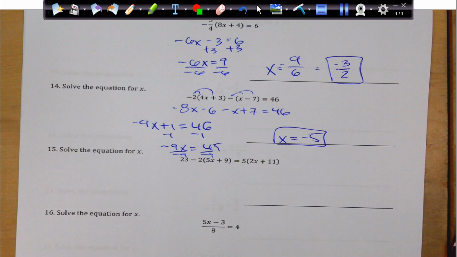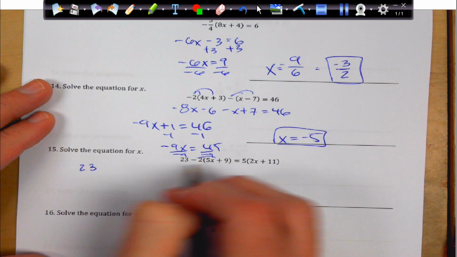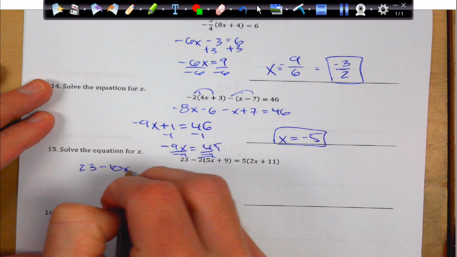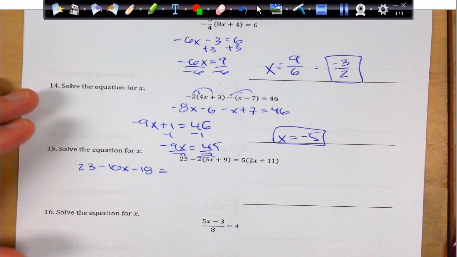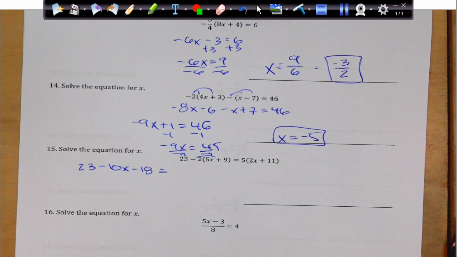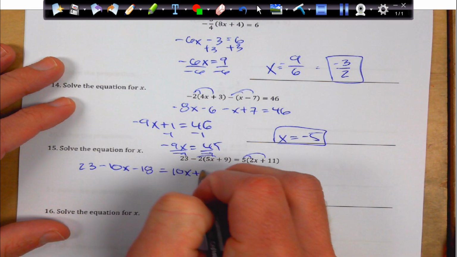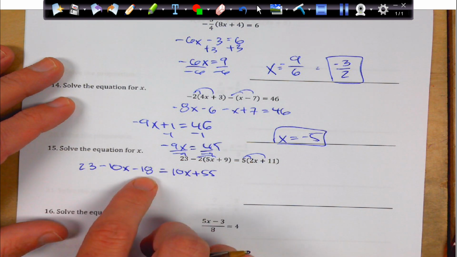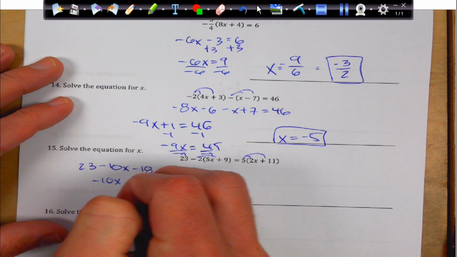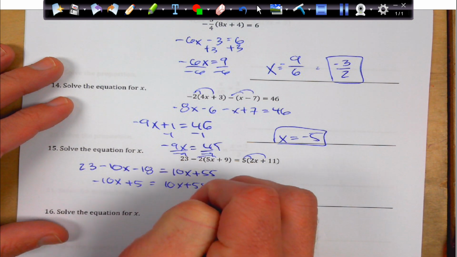All right, 15. So when we're doing 15, again, distribute the negative 2. So we got 23, negative 10x, negative 18 equals, sorry, and then distribute the 5. We get 10x and 55. So we're going to combine like terms. First over here, so we get 23 minus 18, that's negative 10x plus 5, and 10x plus 55.